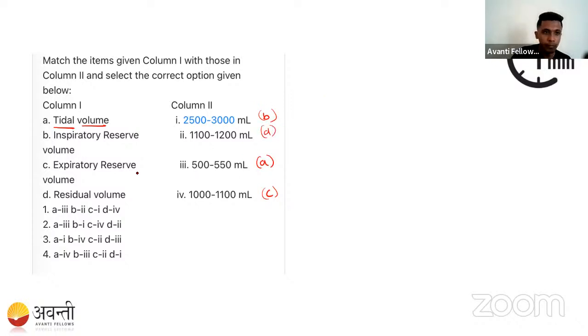So let's match here. A is 3, B is 1, C is 4, D is 2. So our option 2 is correct.